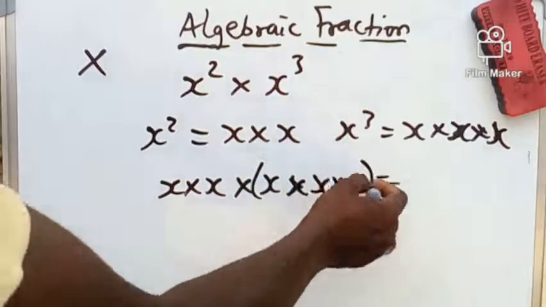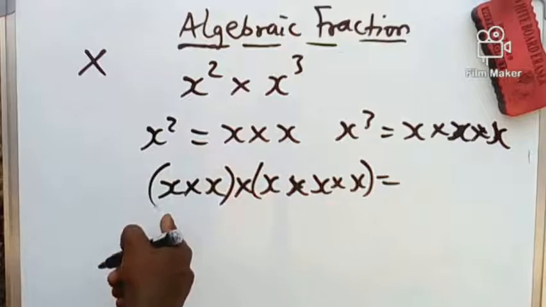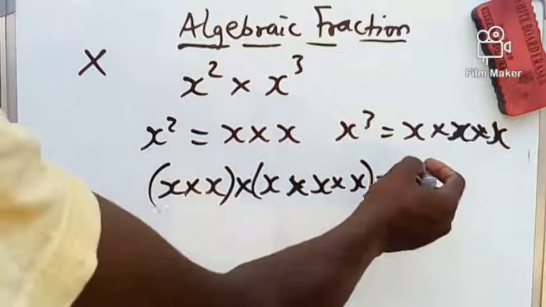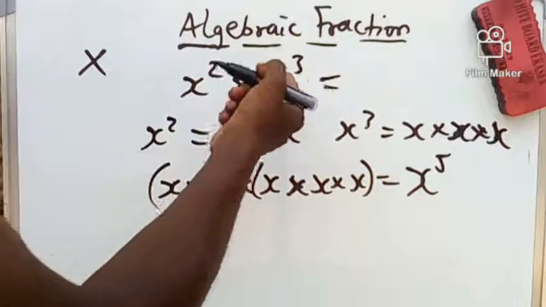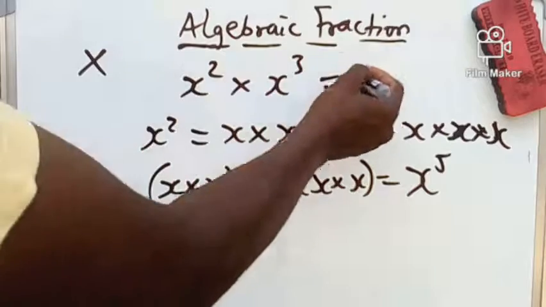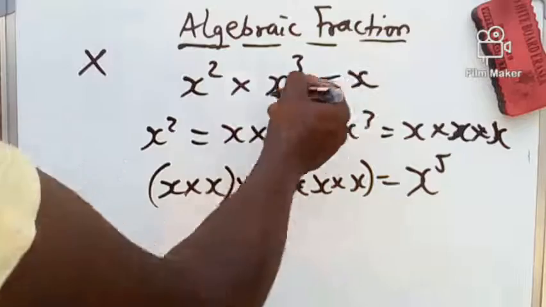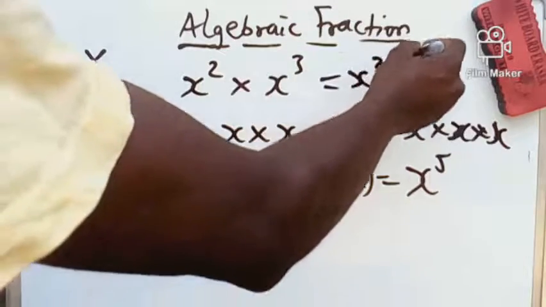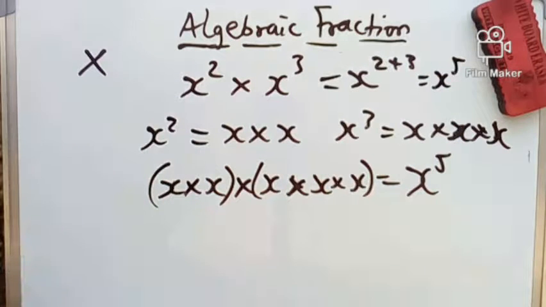So how many x do we have here? This is for x cubed and this is for x squared. So how many x do we have? We have 1, 2, 3, 4, 5. Simply means x multiplied 5 times. So notice that we could have just added the two numbers to get our answer. So we have x raised to the power of 2 multiplied by x cubed is going to be x raised to the power of 2 plus 3, and that is x raised to the power of what? 5. Now this is the addition law of indices. So let's continue.